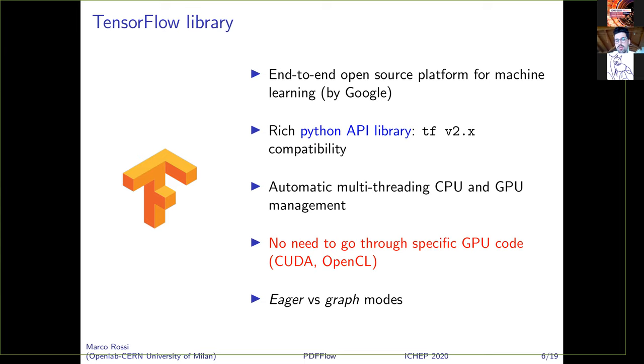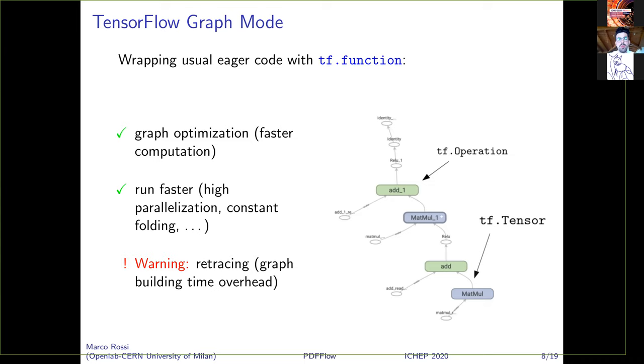TensorFlow has two execution modes in version 2: the eager mode, that takes every line of the code and executes it within Python, and a graph mode. We wanted to explore this graph mode option, which was previously the default one in TensorFlow 1. In TensorFlow 2, you have this tf.function, which allows one to wrap the usual eager code. So one codes in the usual imperative way, but wrapping the block with the tf.function decorator triggers a graph building.